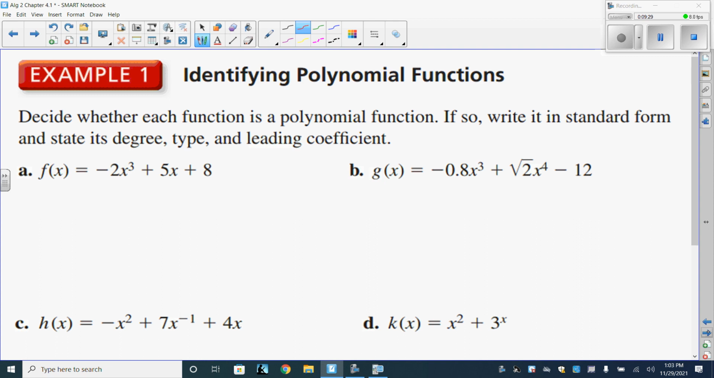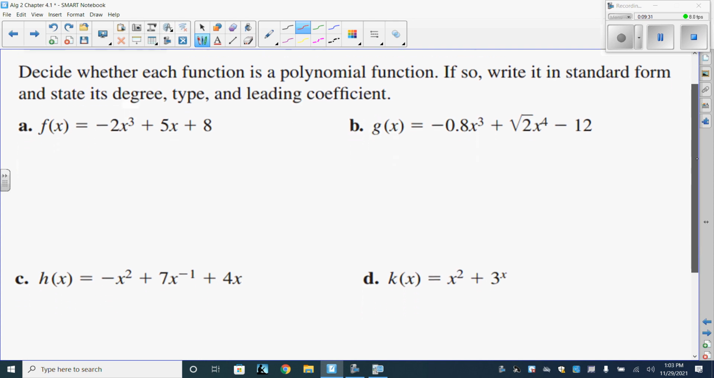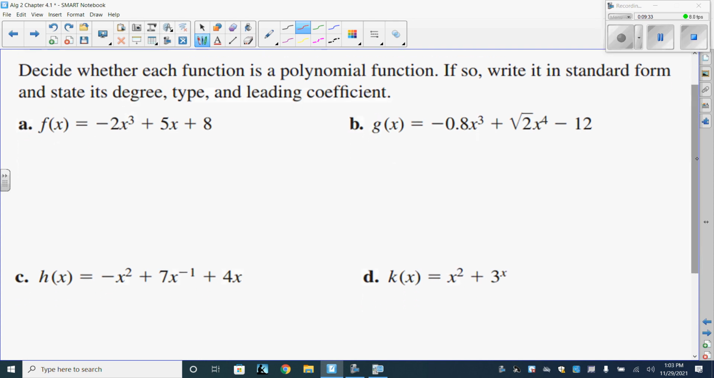So let's take what we've covered so far and put it into practice. In each one of these example problems, we're going to do several things. One, we're going to decide whether or not it is a polynomial function. If it is, we want to write it in standard form, and state its degree, type, and leading coefficient. So let's look at A.